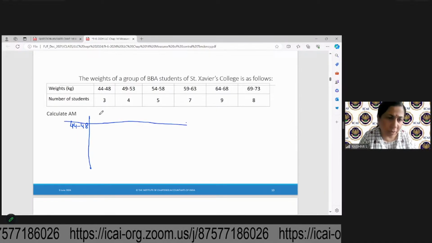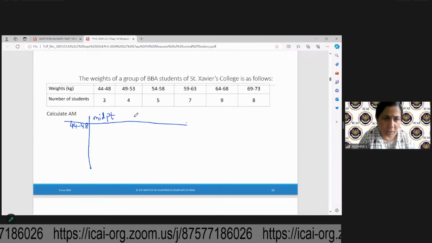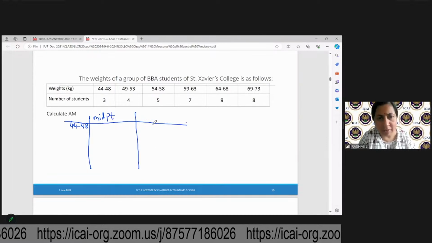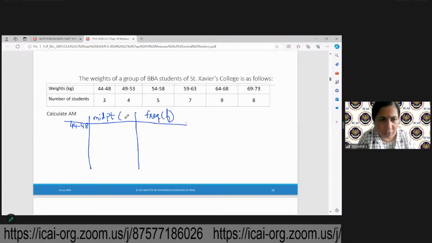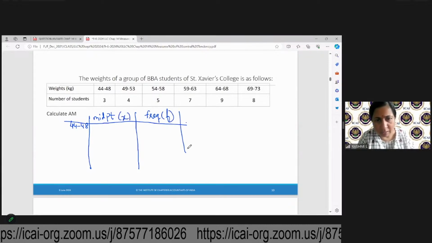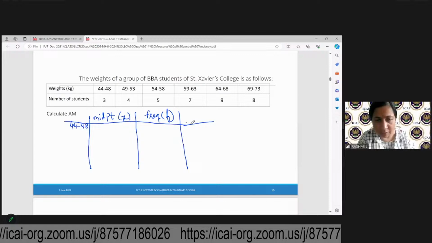Then I will have midpoint. Okay. Then I will have frequency. This frequency I will call as F. Midpoint I will call as X. Then the last column will be F into X. Okay.